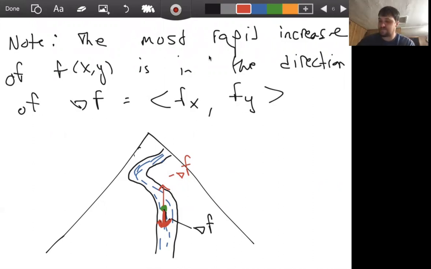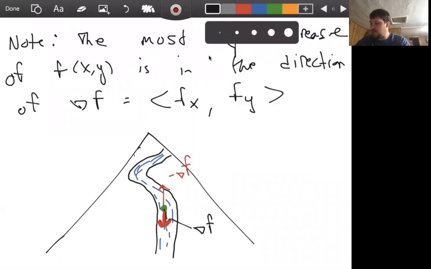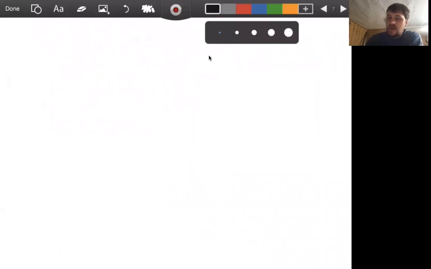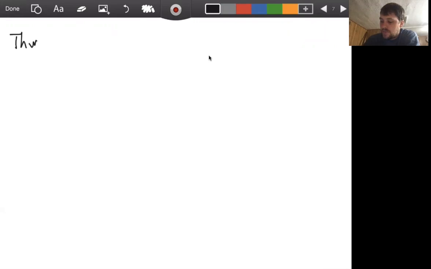So, okay, there's one more theorem I'd like to quickly state, and then I'd like to do one example, and then from there we can start a different application of partial derivatives, and it's finding maxima and minima of surfaces. But for now, I want to state one more theorem about the gradient, do an example, and then that'll wrap up this video.